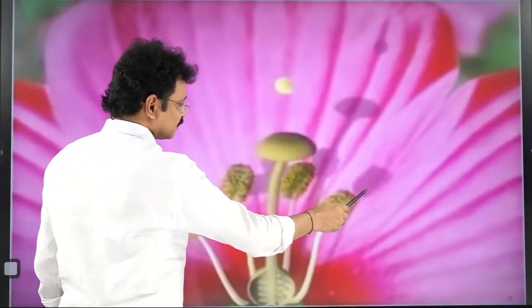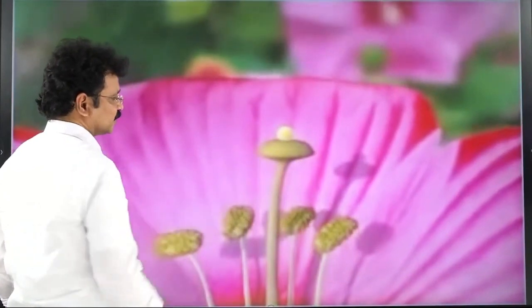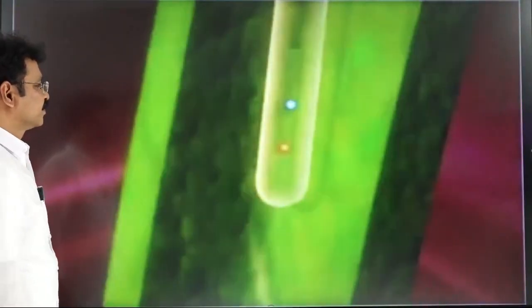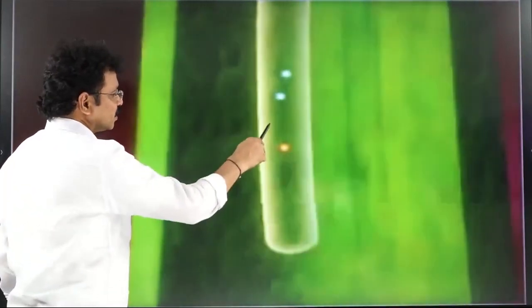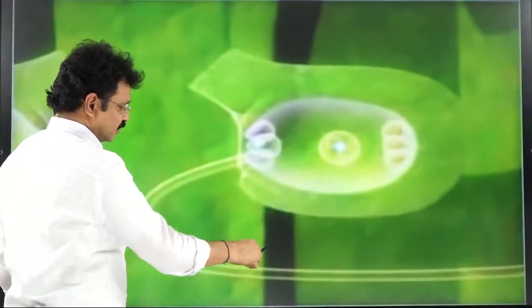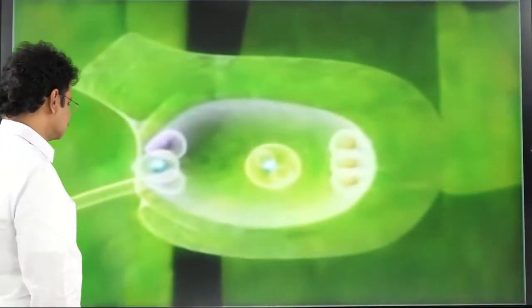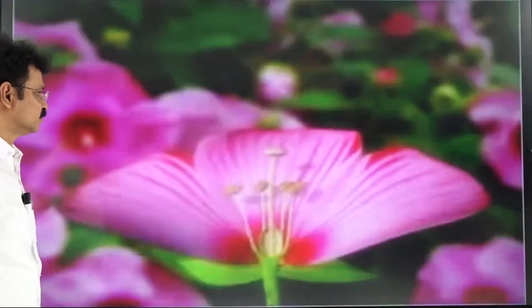Transferring of pollen from one flower to another flower, pollen falling and pollination. Germination of pollen tube. Within the pollen tube, two nuclei are there earlier: one is the vegetative, another one the male gamete. The final destination point of that pollen tube is the embryo sac.